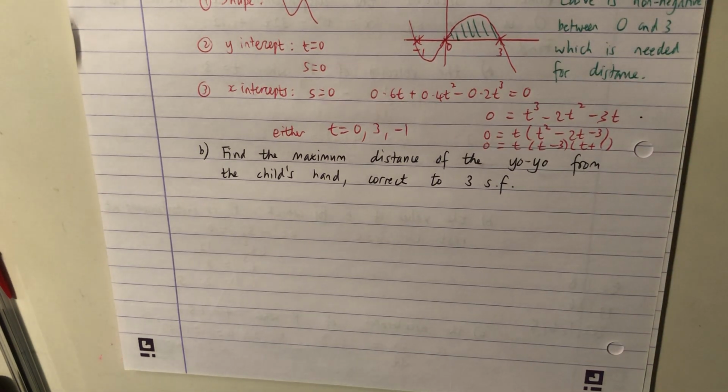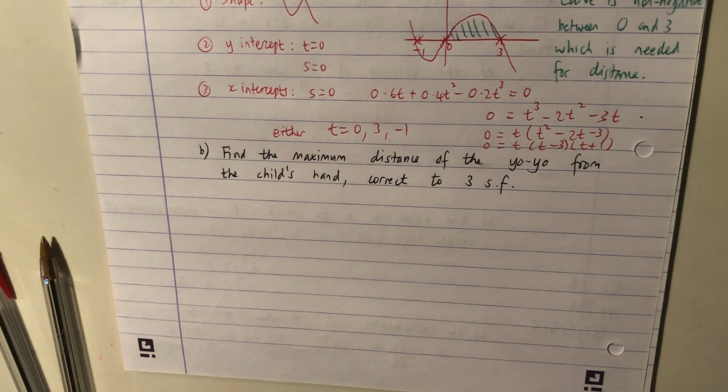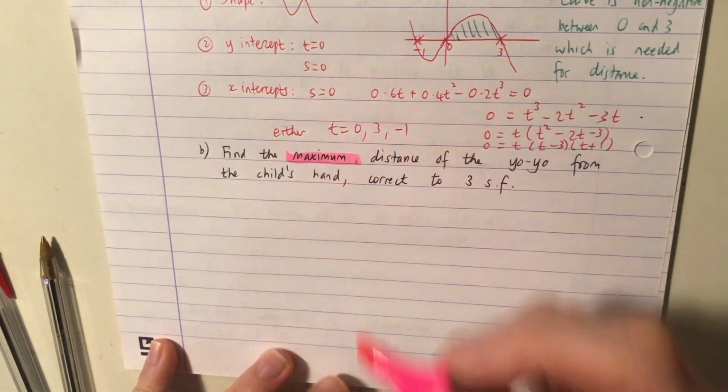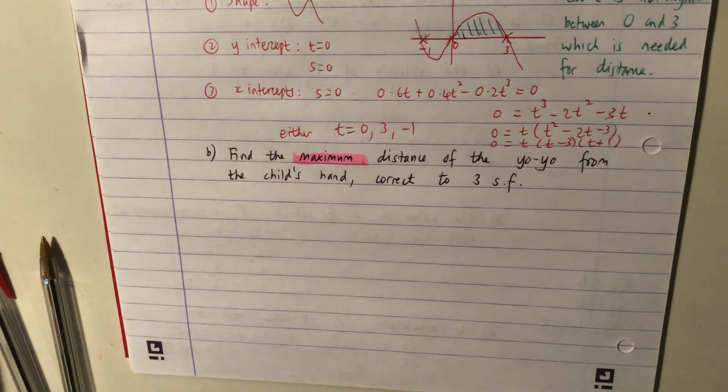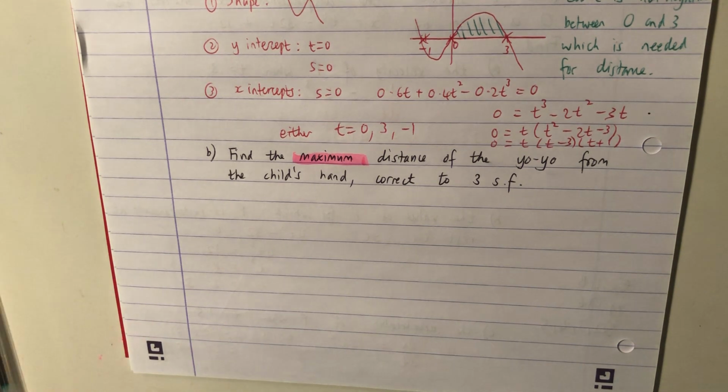Okay, part B. Find the maximum distance of the yo-yo from the child's hand correct to 3SF. So in maths, when you see the word maximum, one of the first methods that should come into your head is differentiation. Differentiation was invented to work out maximums and minimums, so it's probably going to be useful in this question.